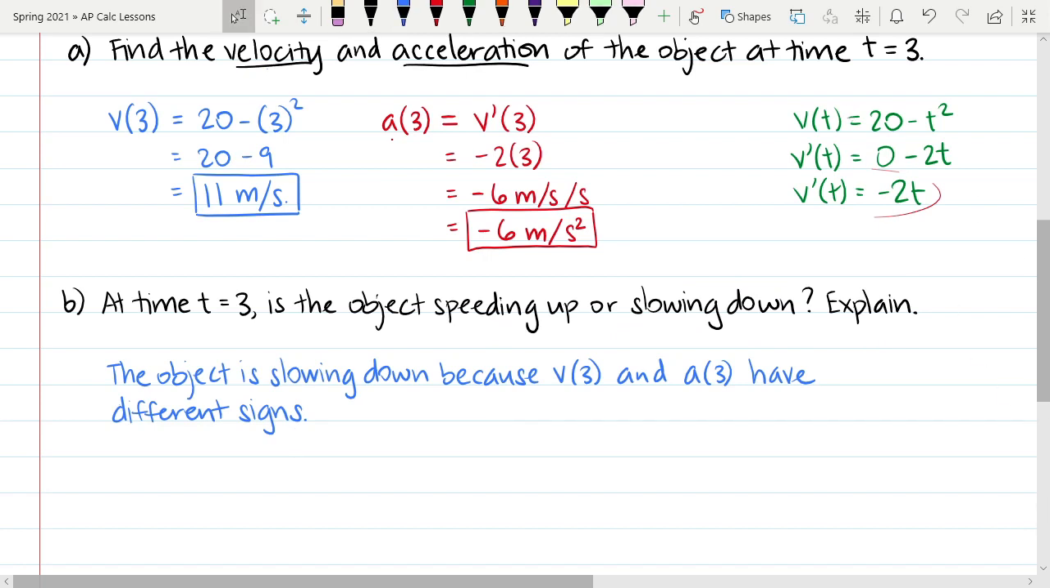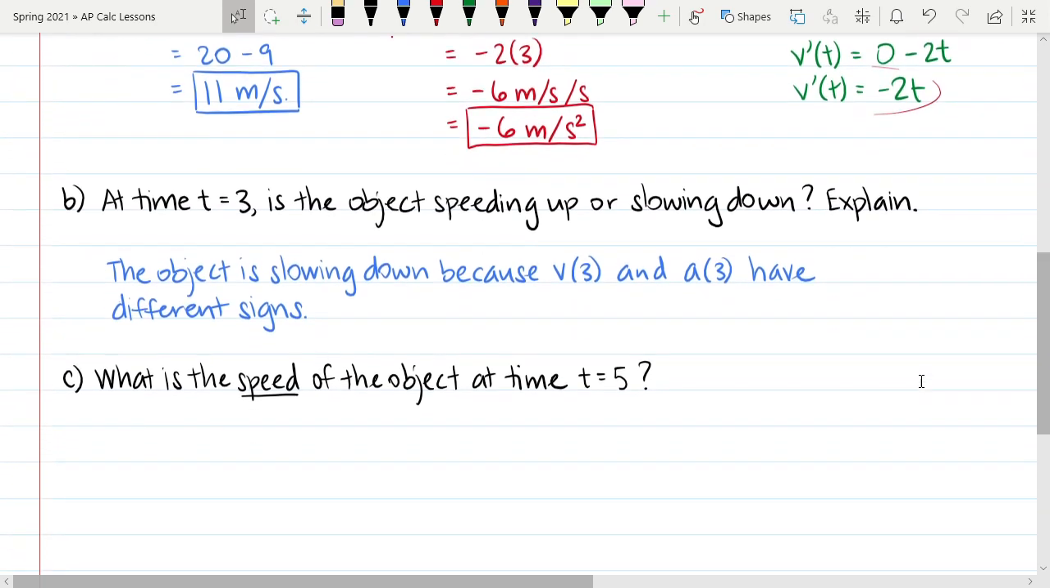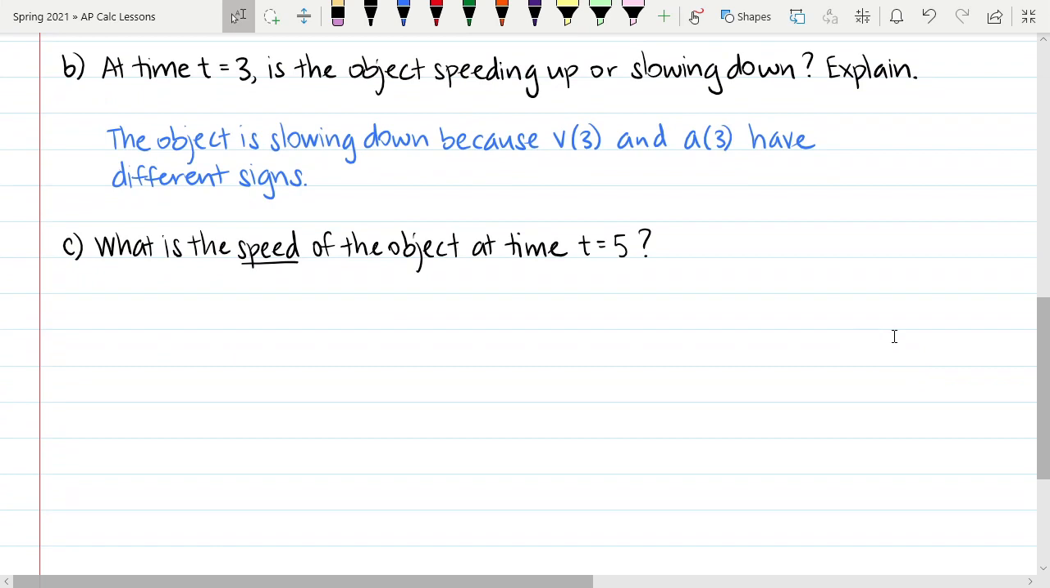Okay, the last question for this. What is the speed of the object at time t equals 5? So again, specifically talking about speed. Now, for those who aren't familiar with this, there is a difference between speed and velocity. As I was just saying on the previous question, velocity has direction. A negative answer versus a positive answer indicates a specific direction. Speed does not consider direction. So therefore, speed will never, ever be negative.